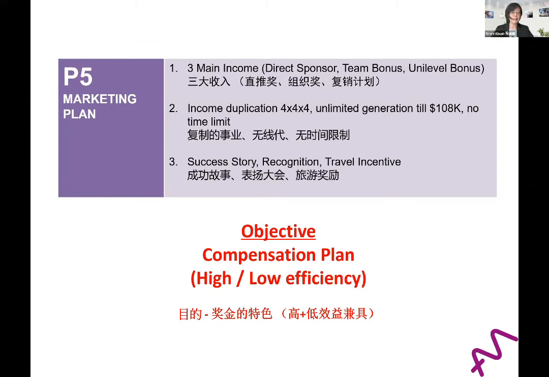Okay, P5, marketing plan. What's the objective of our marketing plan? The objective is to look at the efficiency, how simple our marketing plan is, and also to look at the three main incomes, talk about multiplication, and share success stories and travel incentive.